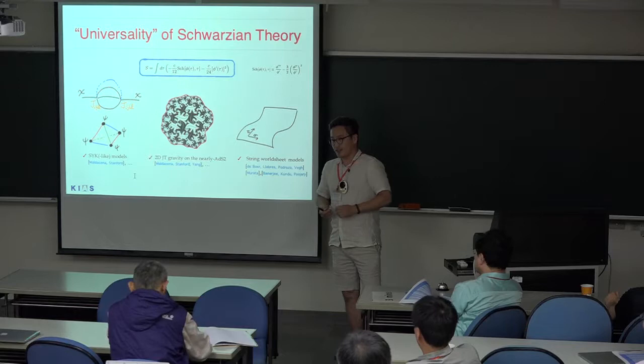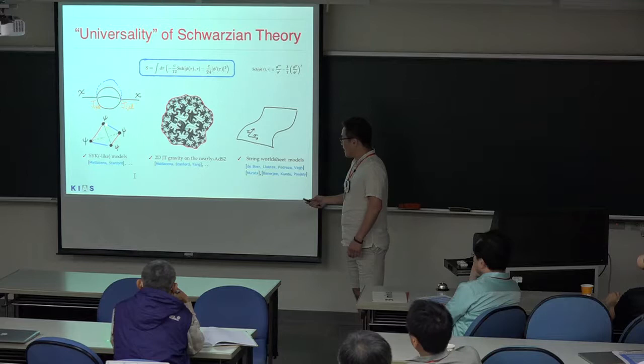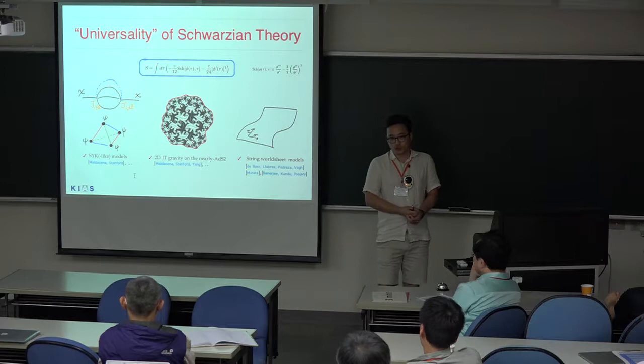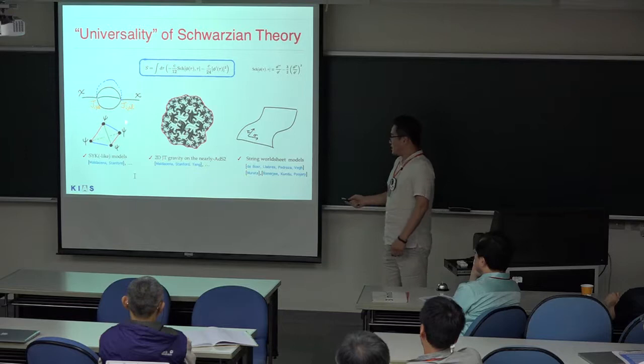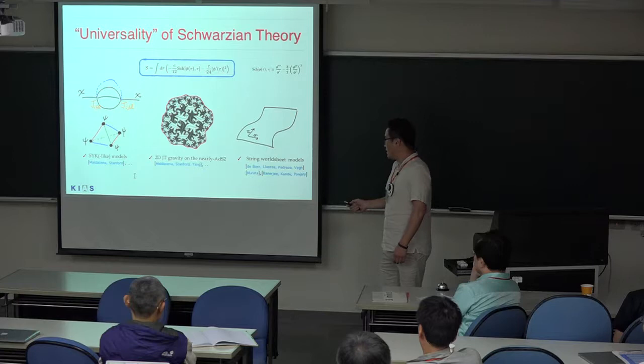Also, there is a tensor model. This is also fermions with a rank 3 tensor. Without any random coupling constant, this model is also shown to be maximally chaotic. And the low energy effective action of those models is known to be the Schwarzian action. Also, recently there are a lot of studies in JT gravity, Jackiw-Teitelboim gravity on the nearly AdS2 space.